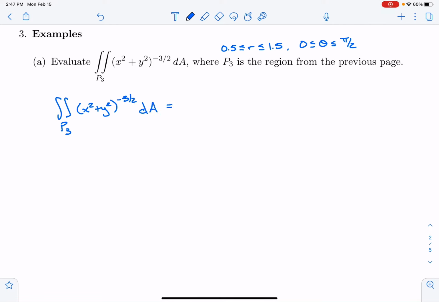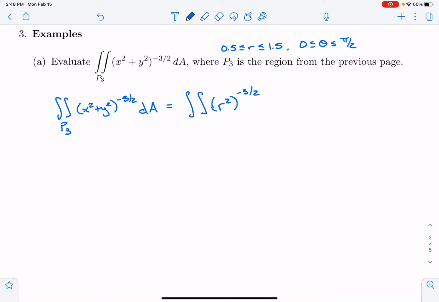And we're going to do that by first looking at the function of x and y. We'll notice that it has an x squared plus y squared in it, and x squared plus y squared is in fact r squared. So when you see integrals that have x squared plus y squared in it, or multiples of x squared plus y squared, that's going to be a big hint that you're going to want to change to polar coordinates. So that's going to be r squared to the negative 3 halves.